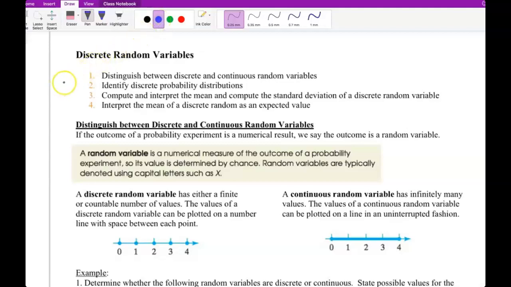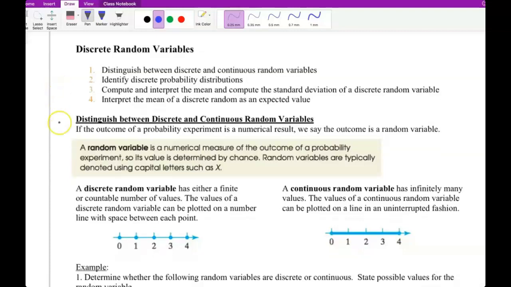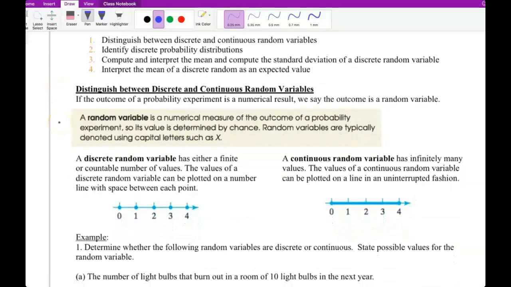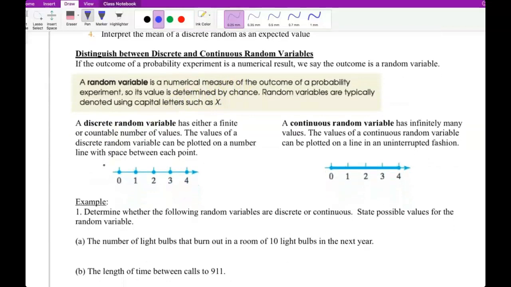We have discrete random variables. Your definition for a random variable is a numerical measure of the outcome of a probability experiment. So what we need on this part is a discrete random variable, and here on this side we have continuous. What is the difference between these two? For discrete, we can count what we have here. So we are able to count this part.